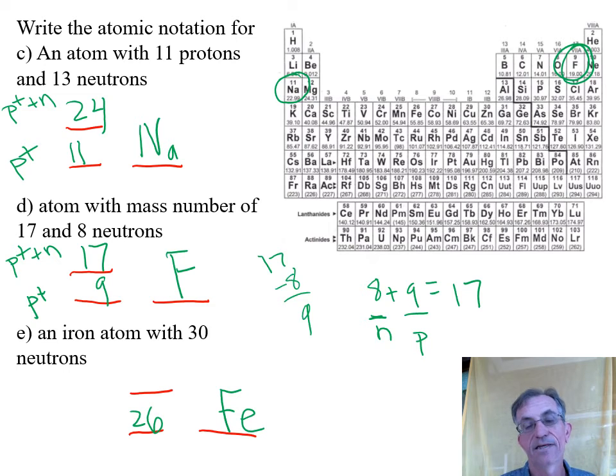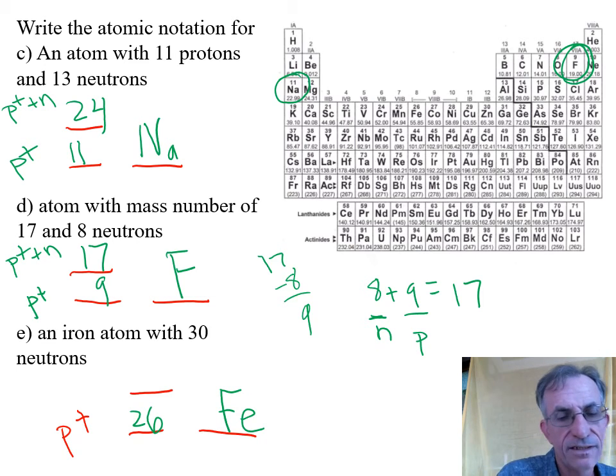Okay. Now, wait a minute. We need a number in the top, don't we? So what number would go on top? Are we going to write 30 here? Is that what goes up there? No, it's not what goes up there. This is your protons, I know that because we're talking about element 26, iron. The number on the top is your protons and your neutrons.